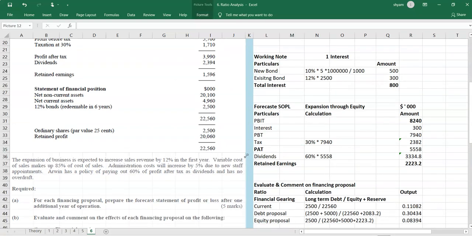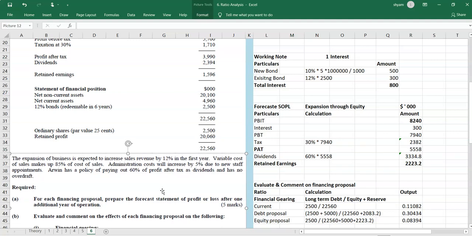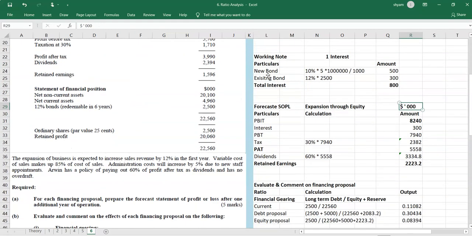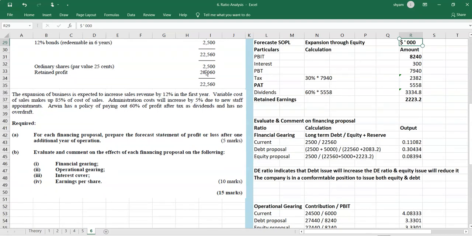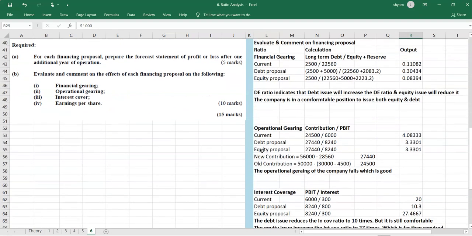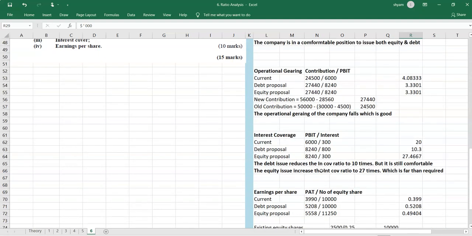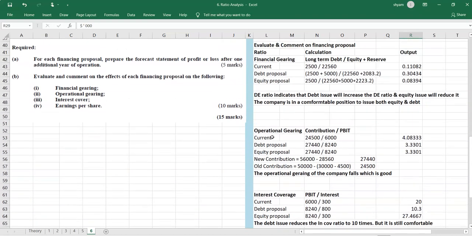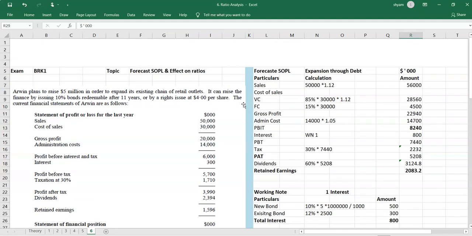So that's about the concept here. Hope you guys got a good idea. We'll end this class here, or if you want we could just make a recap. So first try to adjust and get the SOPL for debt, and thereafter for equity. Then work out the ratios. So we started with financial gearing ratio, then operational gearing ratio, then interest coverage ratio, and then finally EPS ratio. For each one of it you have to give a comment, and we have also given the comment. So that's about this problem. We have finished our ratio analysis chapter.